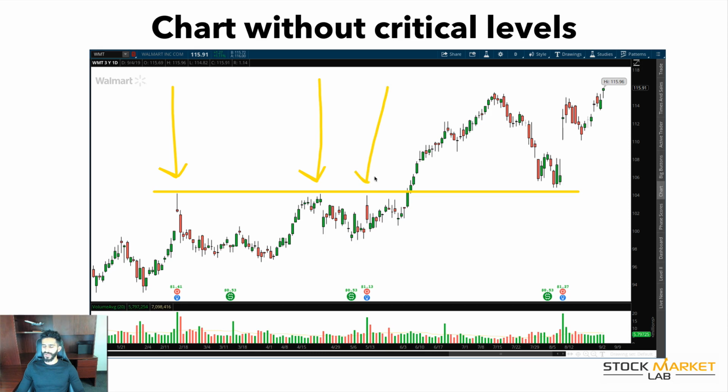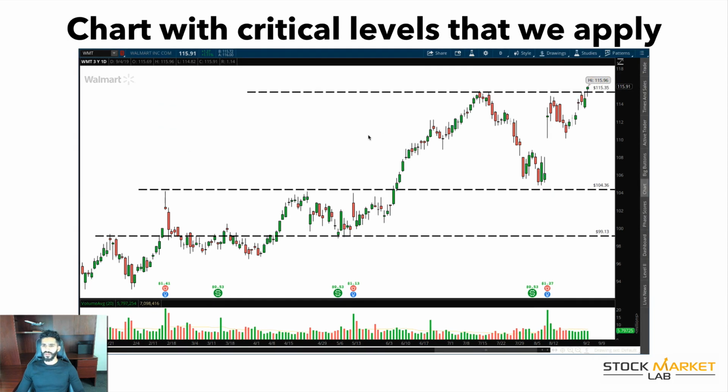You can see multiple times what happened at this level. Resistance, right? Resistance, resistance. Now this resistance level got broken. As the resistance level got broken, that resistance level now becomes support. This is now our support point after it got broken. Same thing here. What's our new resistance point? We have a resistance level right there. You can see resistance, resistance. If this resistance level gets broken, that is now our support, right? So our chart with critical levels will look something like this, right?